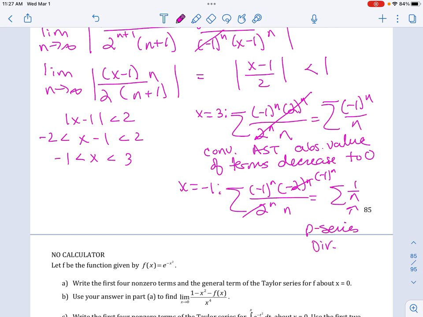So my final interval is going to look like this. It's going to converge at 3, but diverge at −1. So my answer, or my interval, should look like this.